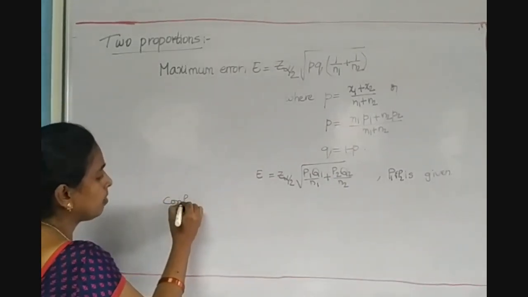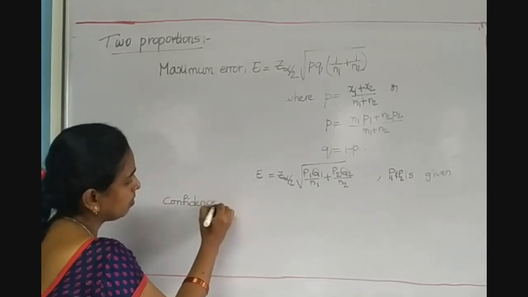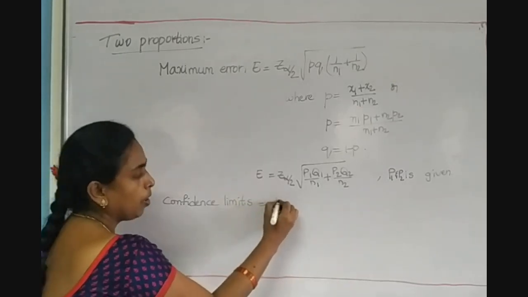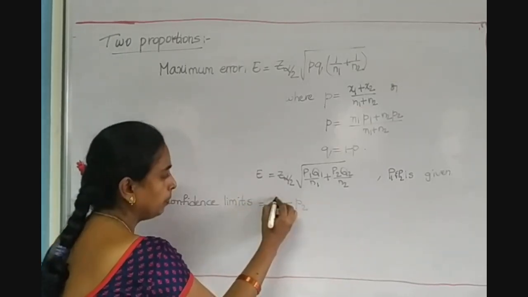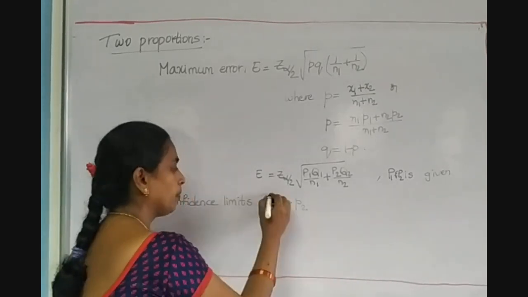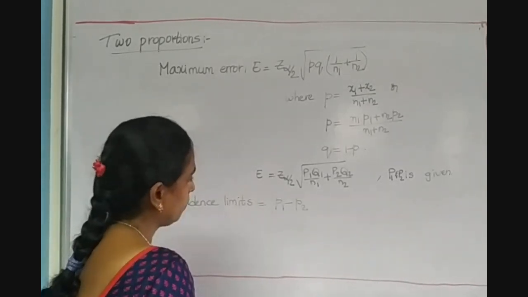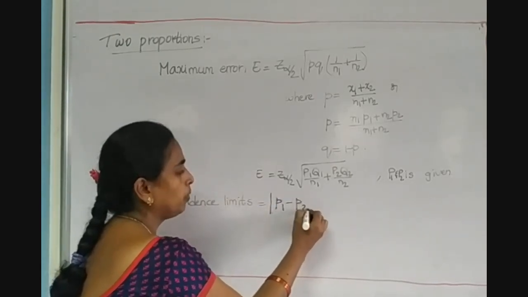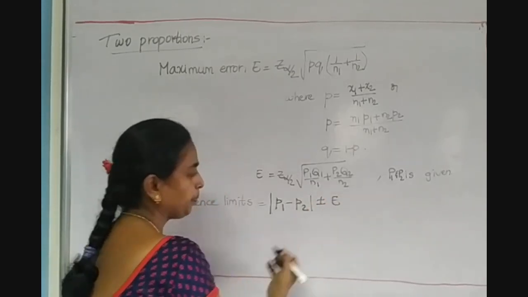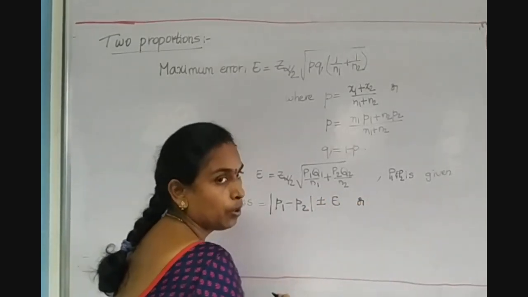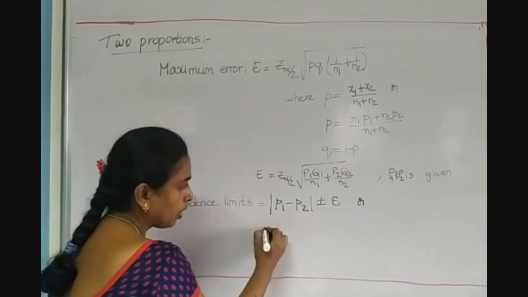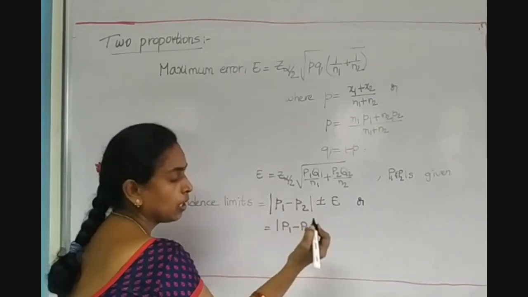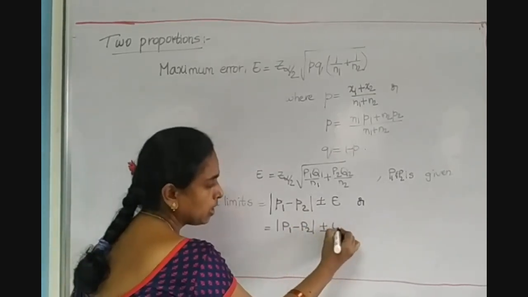Next, confidence interval or confidence limits. So the confidence limits for two proportions equal modulus of P1 minus P2 plus or minus E. Suppose two population proportions are given, it is modulus of capital P1 minus capital P2 plus or minus E.